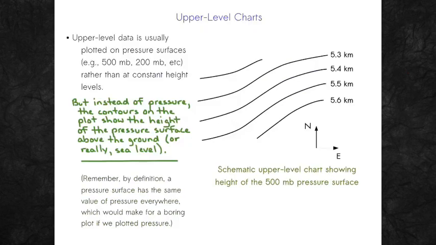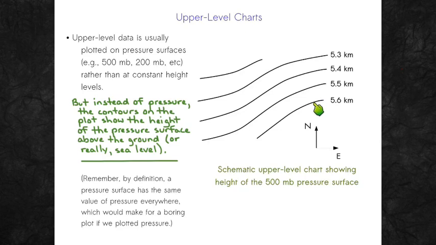And so again, we're showing east to the right, north upwards. So we're looking down from above. We're looking at the horizontal distribution. And what each of these contours is showing is how high that surface was above sea level along that contour.